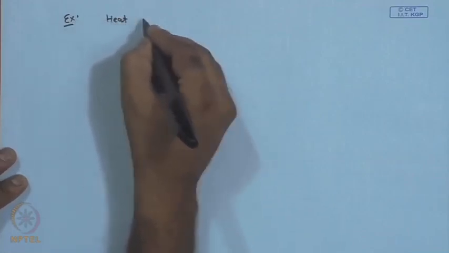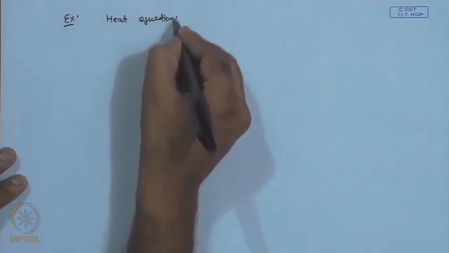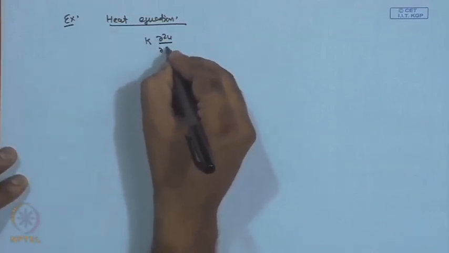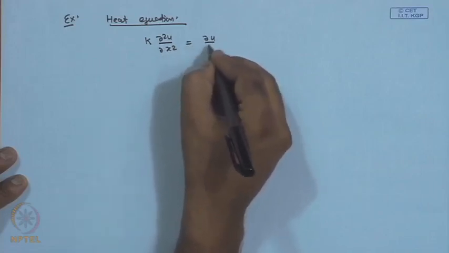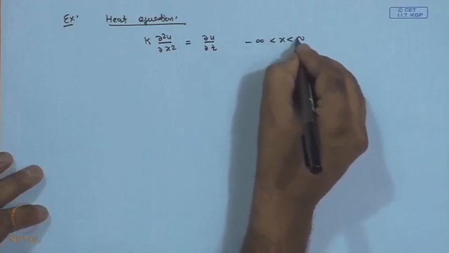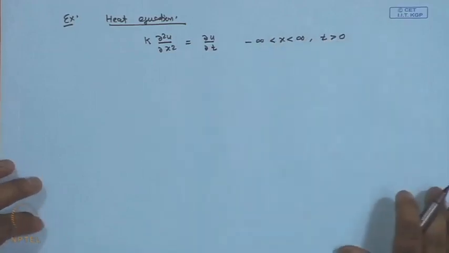A short introduction to partial differential equations I have already given in the Laplace transform case, so we will directly go to the application to PDEs. We will solve first the heat equation, that is k ∂²u/∂x² = ∂u/∂t, where x goes from minus infinity to plus infinity and t is positive.